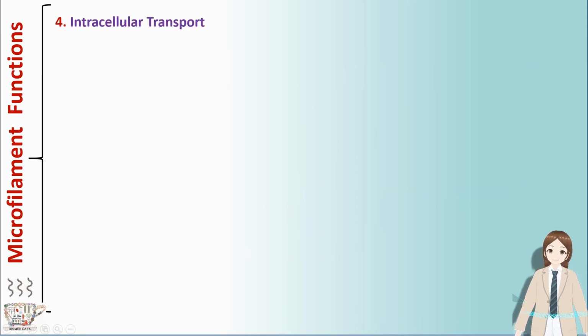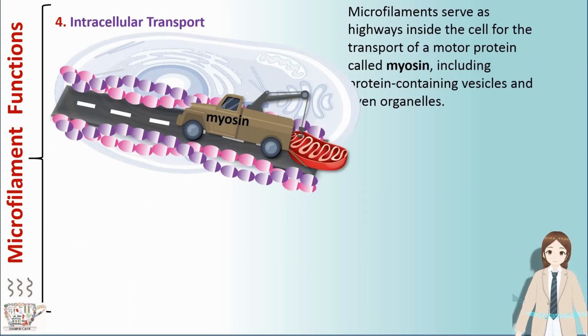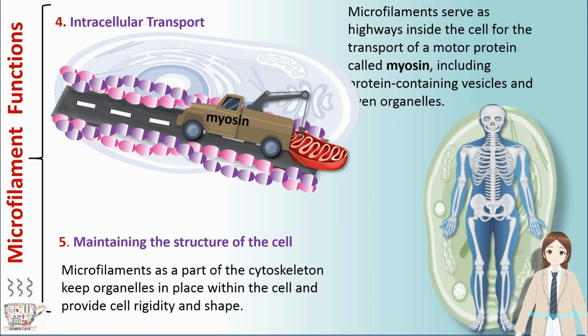4. Intracellular transport. Microfilaments serve as highways inside the cell for the transport by motor proteins called myosin, including protein-containing vesicles and organelles. 5. Maintaining the structure of the cell. Microfilaments, as a part of the cytoskeleton, keep organelles in place within the cell and provide cell rigidity and shape.